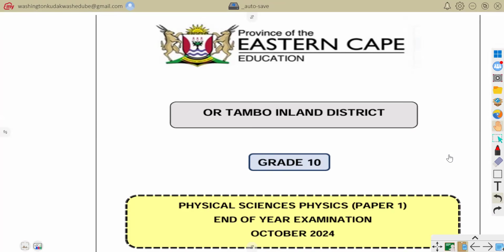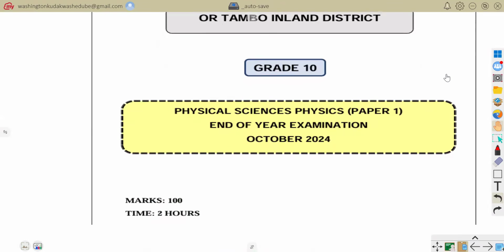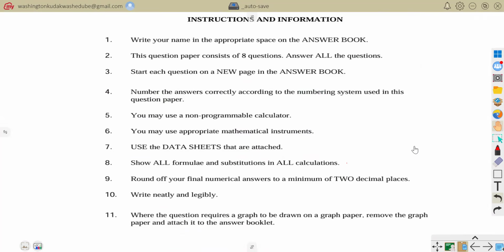The question paper was written in October 2024 and it was 100 marks, which was supposed to be written in 2 hours. So today we want to see if we can help each other answer this question paper in 2 hours and also get to see what was expected of us. So these are the instructions.